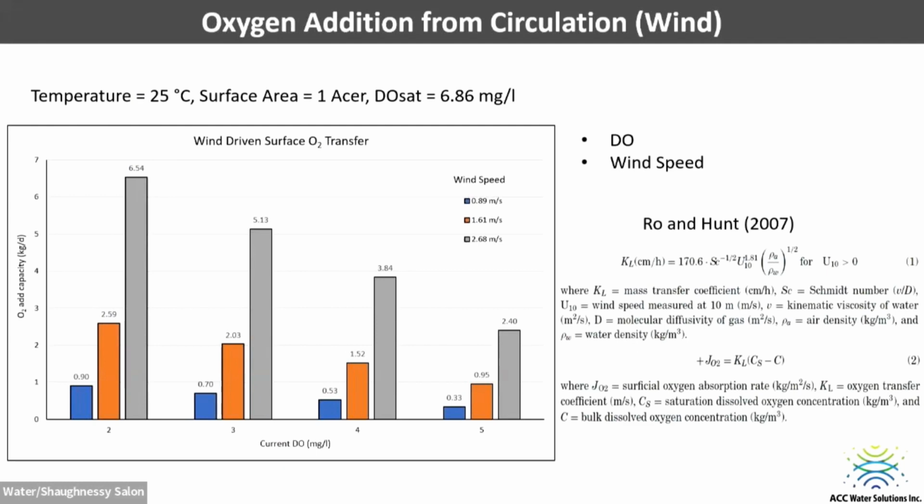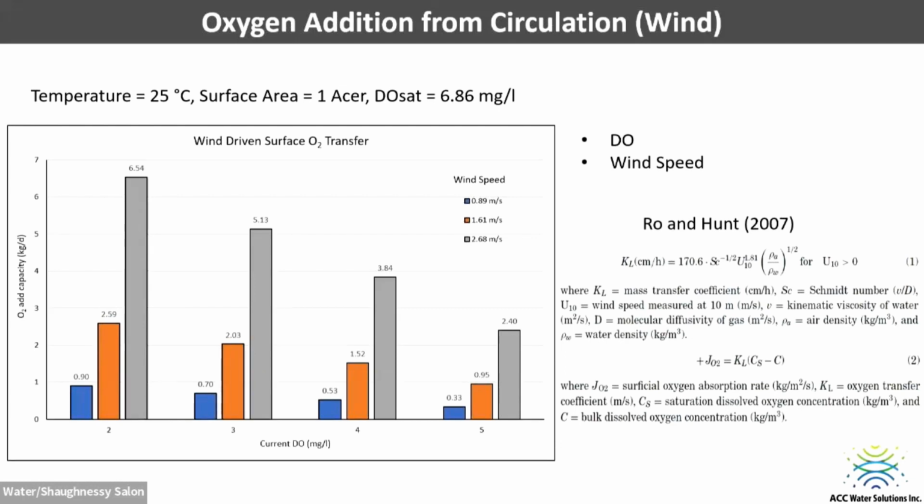Now this is another example. I put in numbers: let's assume the temperature is 25, the surface area is 1 acre, and DO saturation at that location, the maximum you can reach, is 6.86 mg per liter. This was the data that we used from Rowe and Hunt from 2007. They developed an equation, and if you put in elevation numbers and kinetics and everything, it will give you how much effect it can have.